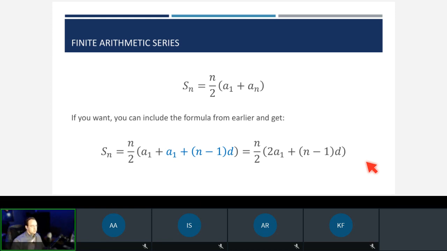There's a special condition of when we can do infinite summations of arithmetic sequences. There's a special condition. We'll get there.